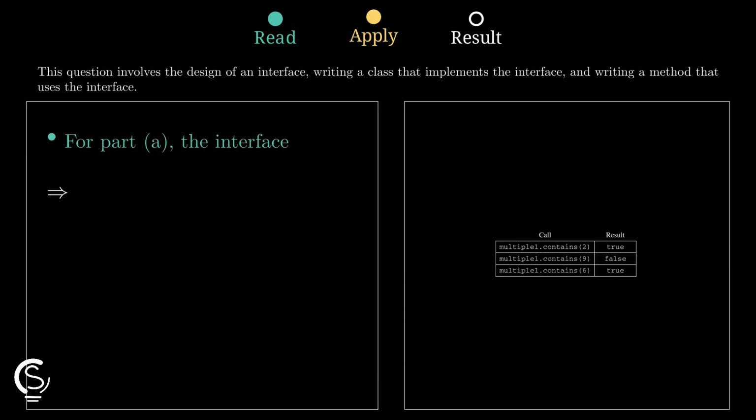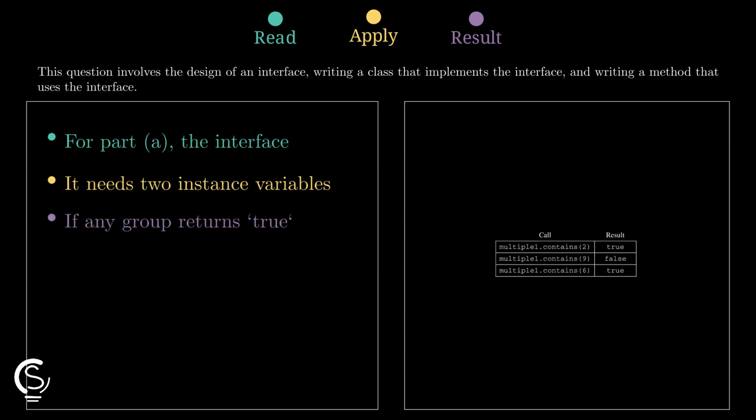For Part C, since MultipleGroups is also a NumberGroup, its contains method should check each NumberGroup in the group list. If any group returns true for the given number, then the method should immediately return true. If the loop finishes without finding a match, the method returns false. This problem tests interface design, implementing a class.